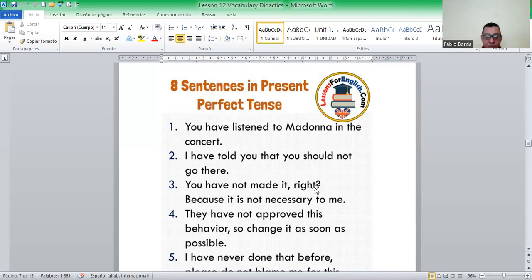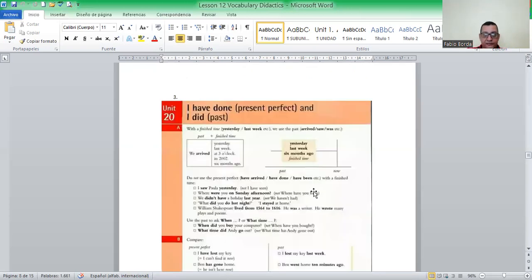Here we have the use of have done, the present perfect. There is a finished time, yesterday and last week. We use the past, arrived, saw, and was. Then observe the different grammar structure. How can we connect the first part? We have the subject pronoun plus the past participle of the verb, and we use a time expression: yesterday, last week, at 3 o'clock, in 2002, 6 months ago, and so on.